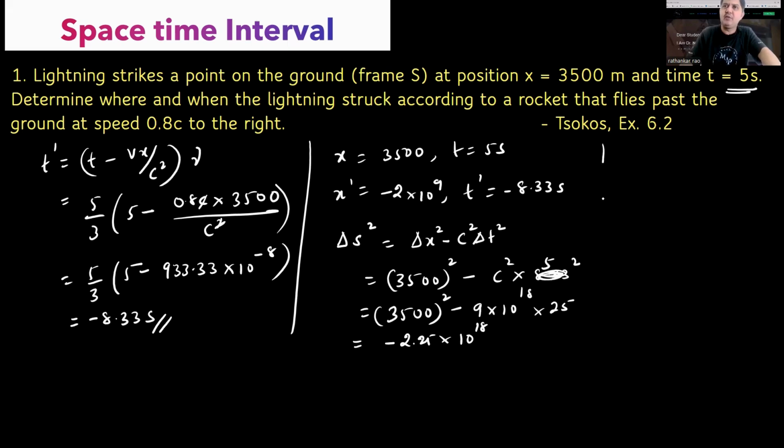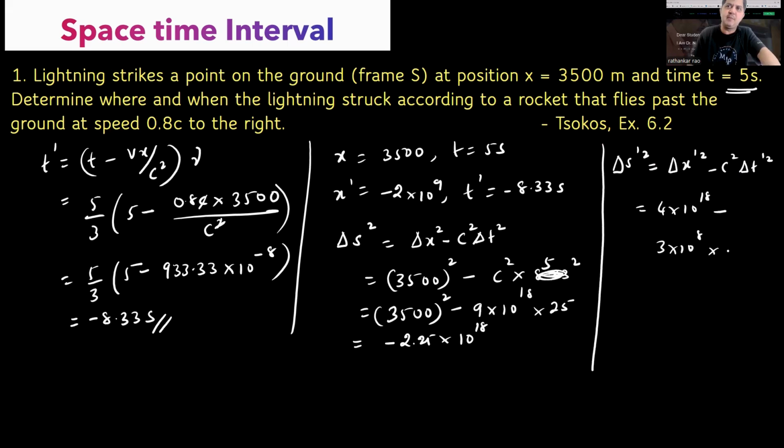Next, I'll do the same calculation even for delta s dash square. What do I get over here? So here I'm going to replace this delta x by the primed coordinate: delta x dash square minus c square delta t dash square. So when I do this, what do I get? Delta x, what is delta x? 2 into 10 power 9. So when I do the square, this negative sign will go away. So I get 4 into 10 power 18 minus c into 8.33. What is c? C is nothing but 3 into 10 power 8. So 3 into 10 to the power of 8 multiplied by 8.33 the whole square.